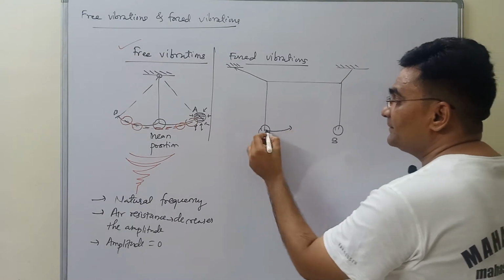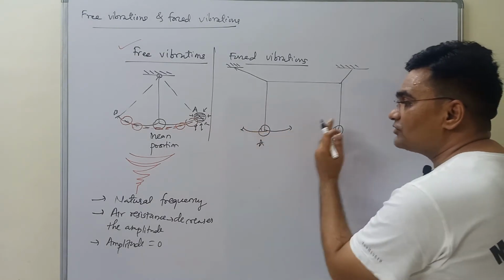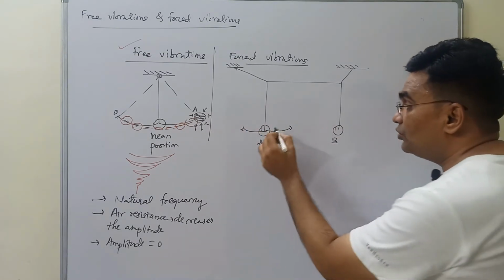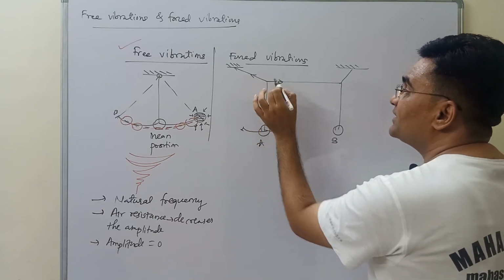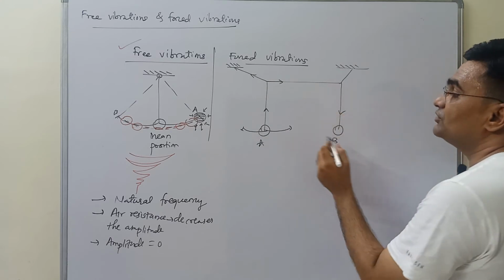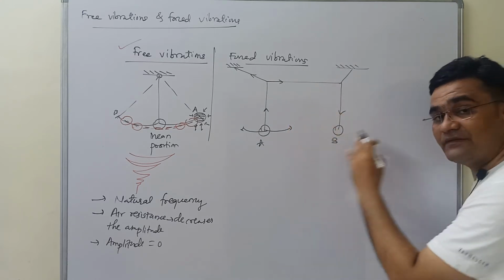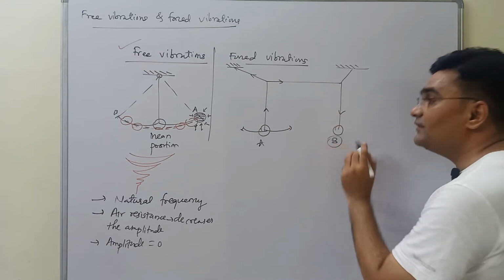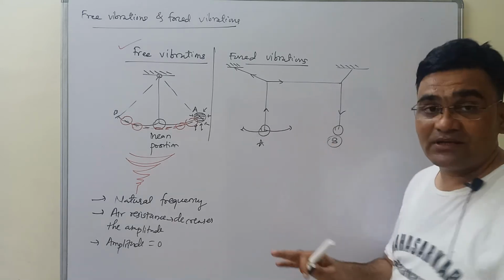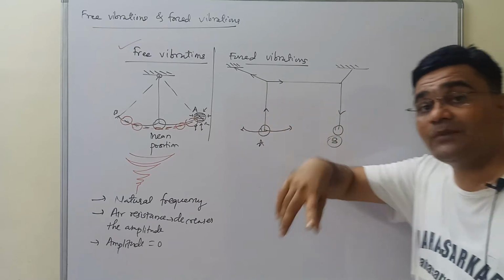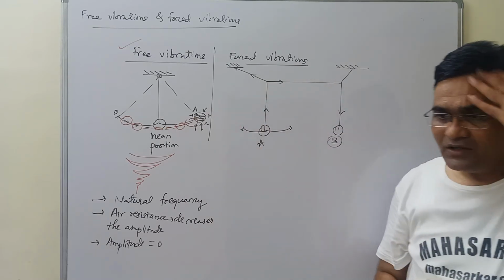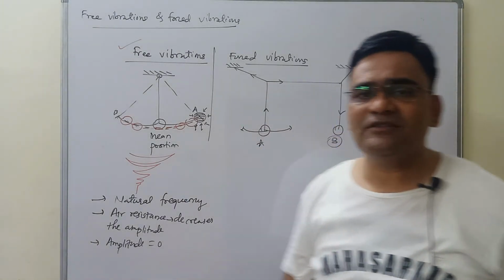Pendulum A is oscillating. Actually, I have provided oscillation to pendulum A. Now, the tension acting on the string of pendulum A will be transmitted in some part to pendulum B also, and slowly you will find that pendulum B is also oscillating. Here I have not given any oscillation to pendulum B. Pendulum B was oscillating because of the external force given by whom? Pendulum A.